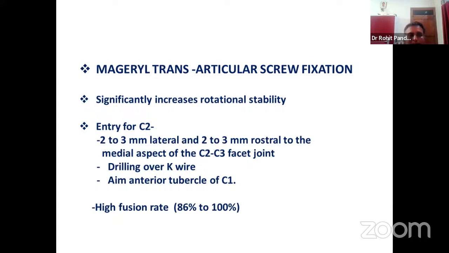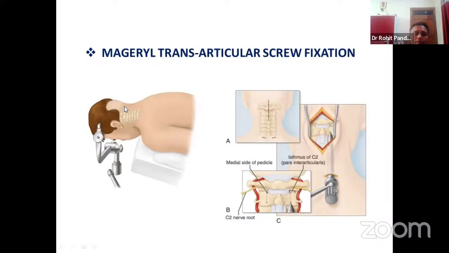So in the transarticular screw fixation, as we talked about, the patient is taken over the three-pin Mayfield head holder, and the position is the military tuck position. I mean, the chin is flexed and the head is pulled dorsally. Then, as you know, the incision is taken from the inion to the C3 location, and the C1, C2 is exposed, followed by which we trace the joint.